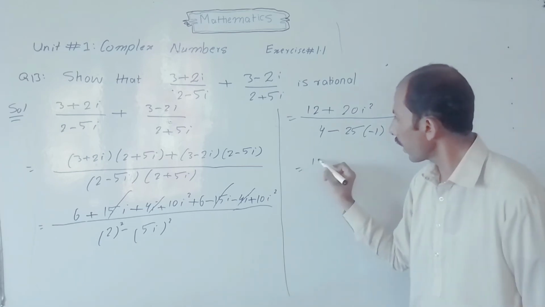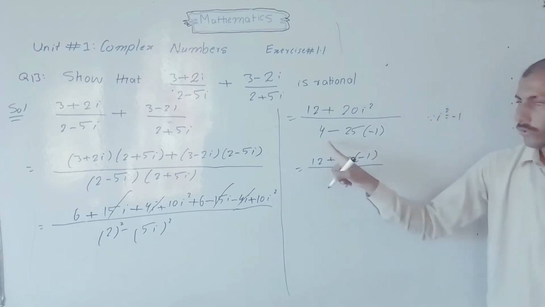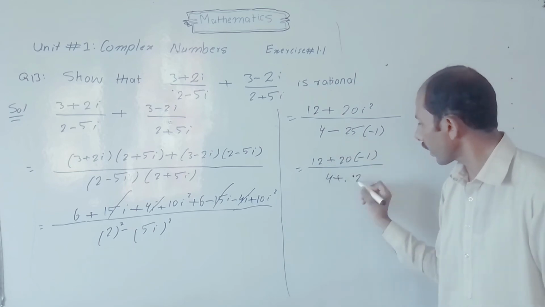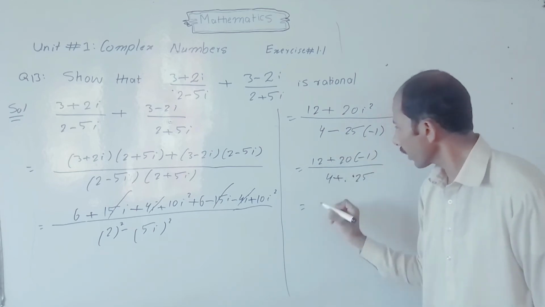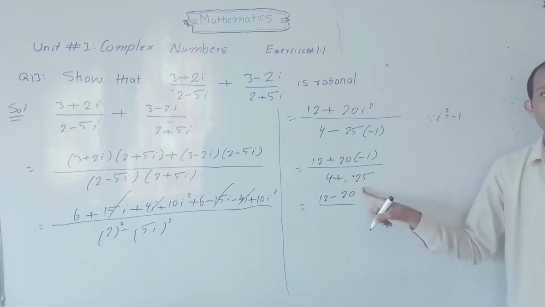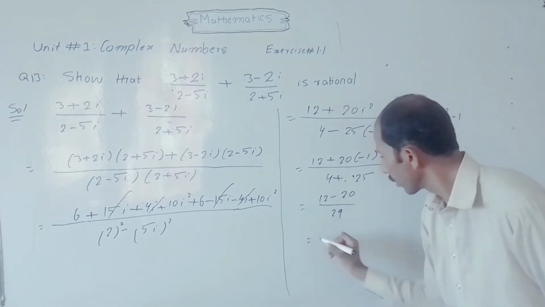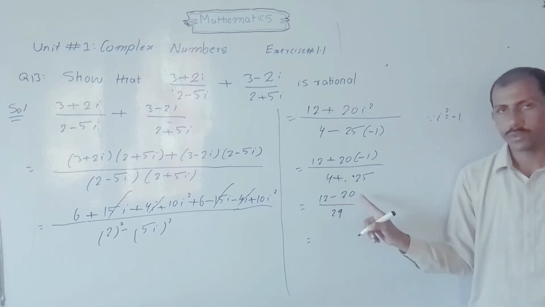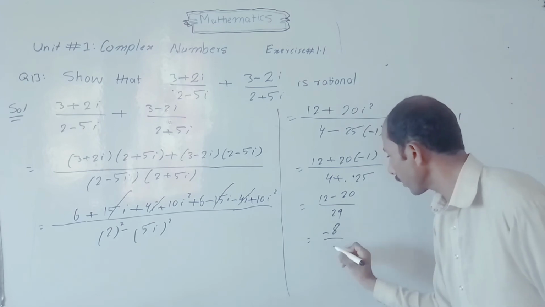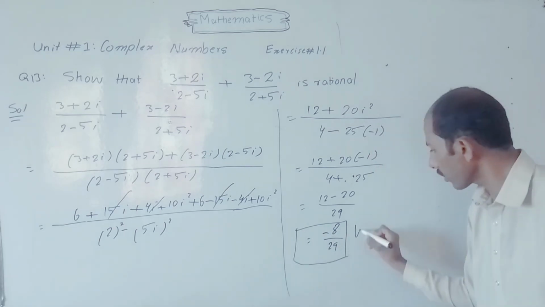Which is equal to 12 plus 20 iota square, that is minus 1, divided by 4, minus multiply minus plus 25, which is equal to (12 minus 20) divided by 29, since 4 plus 25 is equal to 29. 12 minus 20 is equal to minus 8. Minus 8 divided by 29, which is rational.